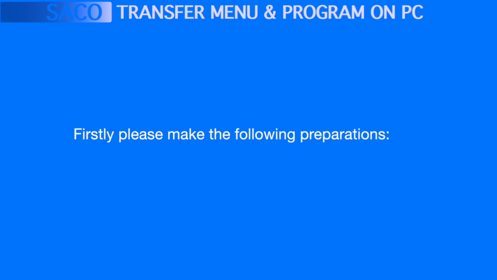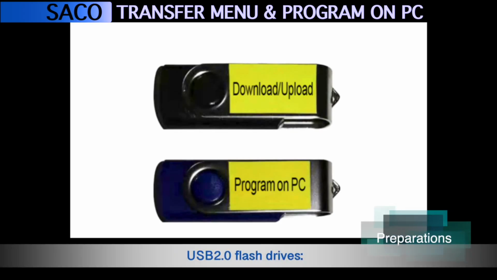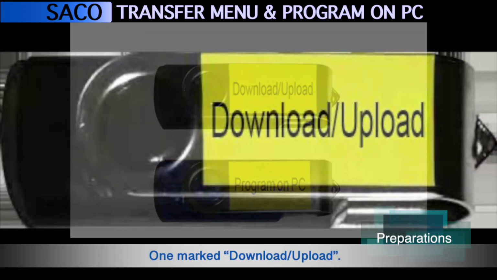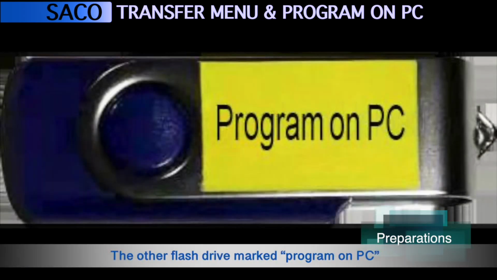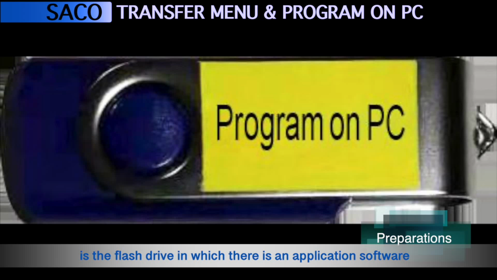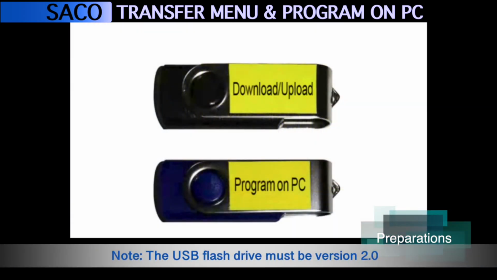Firstly, please make the following preparations. USB 2.0 flash drives. The factory sends 2 USB flash drives with the oven. One marked Download Upload is used to transfer the menu system between ovens or between the oven and computer. The other flash drive, marked Program on PC, is the flash drive in which there is an application software named Programming Applications on PC. Note, the USB flash drive must be version 2.0 and provided by the factory.